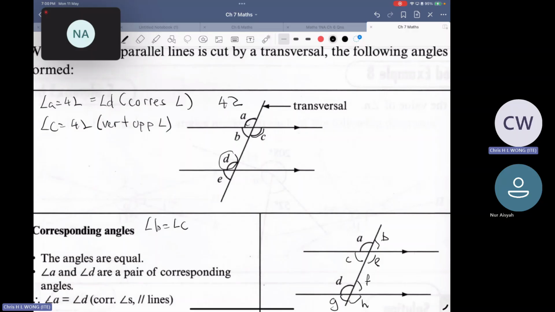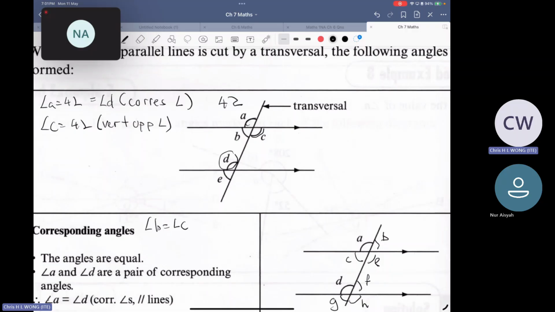Now I give you H. Tell me which angle is equal to H? D. What's the reason? Vertically opposite angle. Beside D, where else? Beside E, very good. What's that? Corresponding also. Now come to G. Can you tell me which angle is equal to G? C. What are they? Corresponding also. Besides C, what else? F. What is F? Vertically opposite angle.